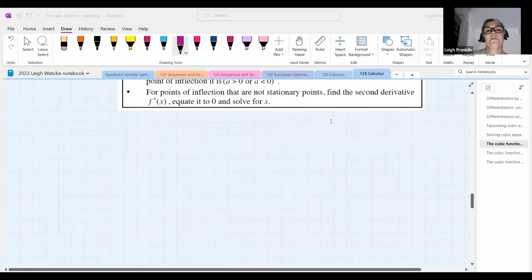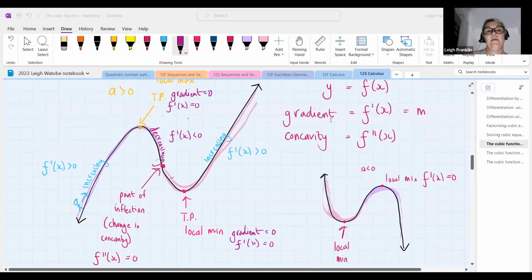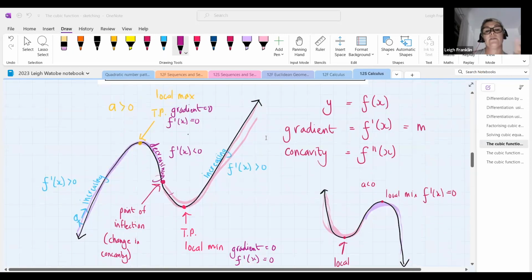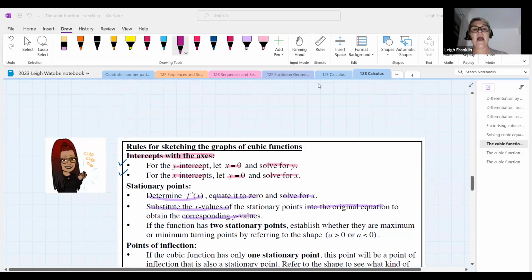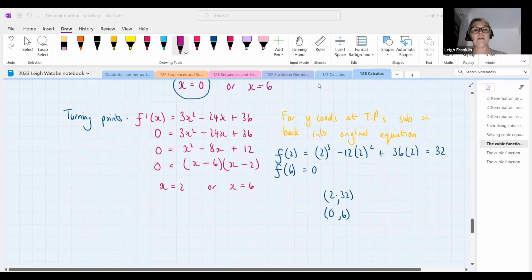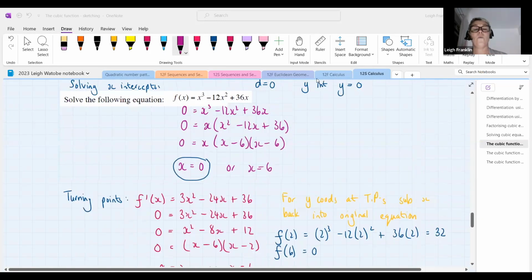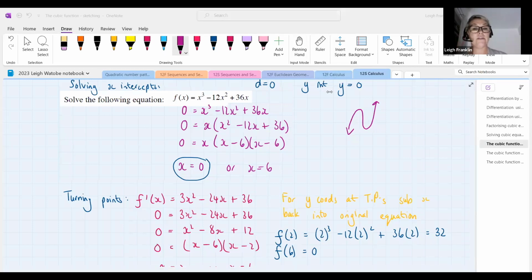If A is positive, let's go back up here again, it looks like the graph on the left. First it is concave down, then it is concave up. That's what I mean when I'm talking about the shape. This particular graph, whatever it looks like, is first concave down and then concave up. You see what I mean now?